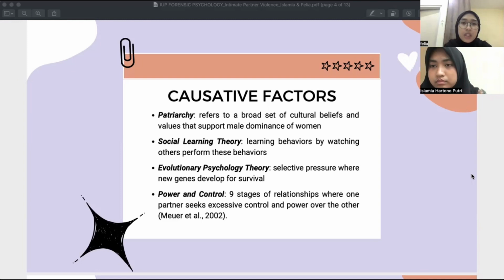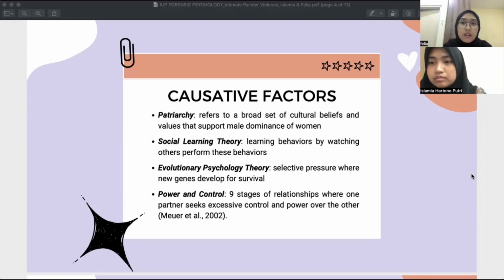And this is usually the beginning of the isolation process. This is where the abuser would want to know who their partner is spending time with, and then they would forbid her from going out with that person, etc.